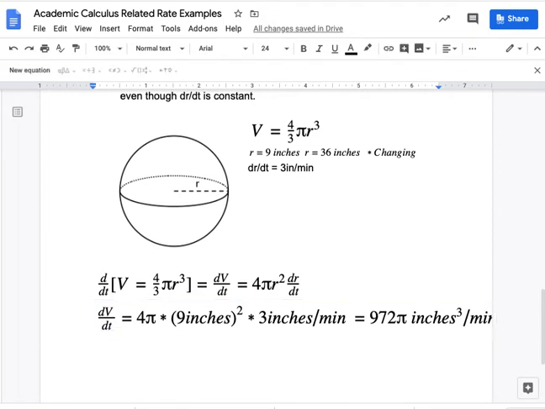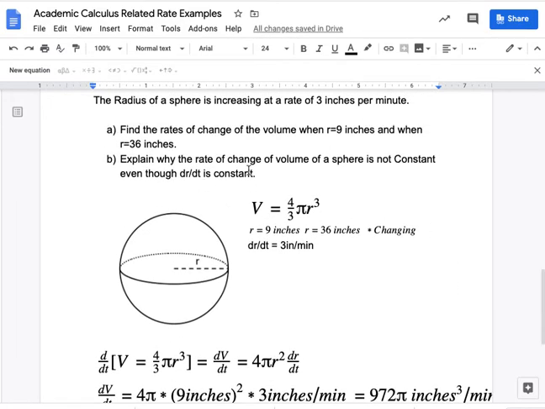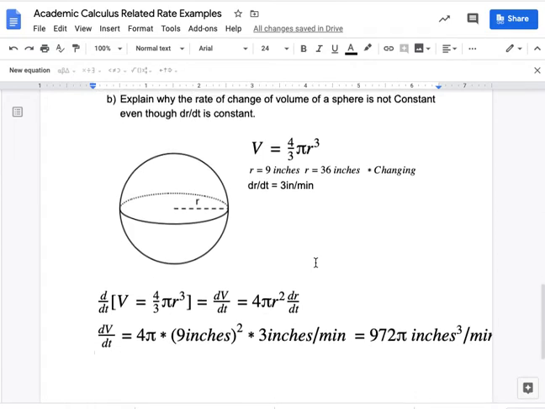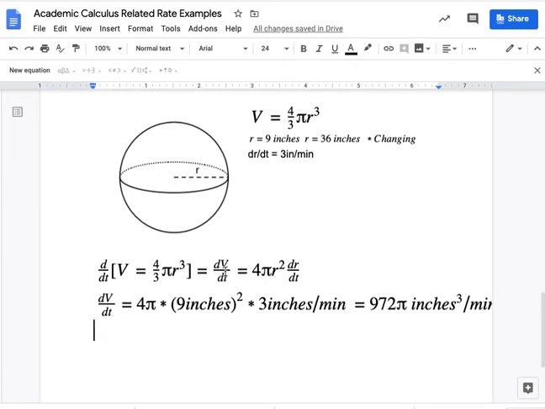Let's talk about part B really quick. Part B said, explain why the rate of change of volume of a sphere is not constant, even though dr/dt, the rate of change of the radius, is constant. A very simple answer to that is when we look at our equation for rate of change of volume, dV/dt is equal to 4 pi r squared times dr/dt, there's a variable in here. If dV/dt was going to be a constant, you would have had nothing but constants in this derivative. And we have a constant dr/dt, a constant 4, and a constant pi.